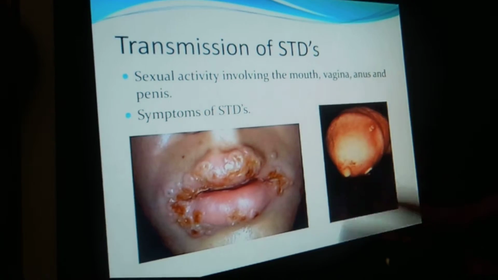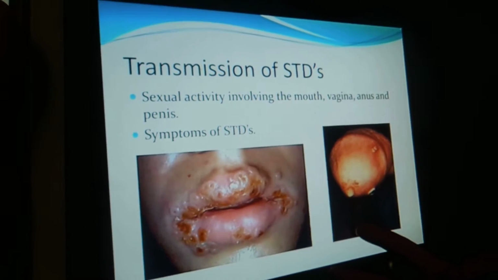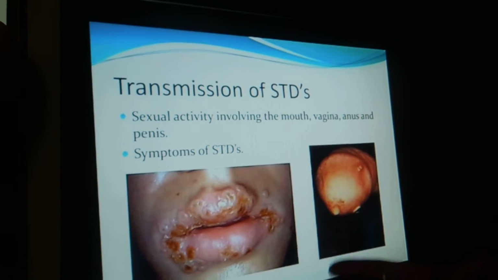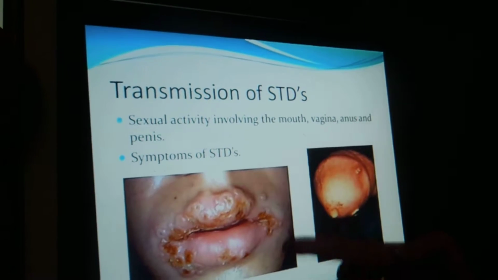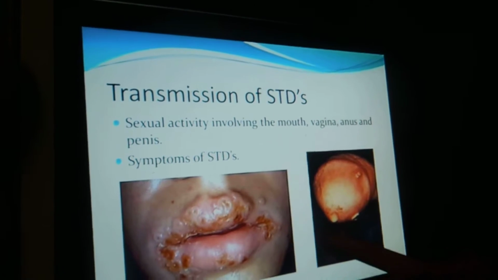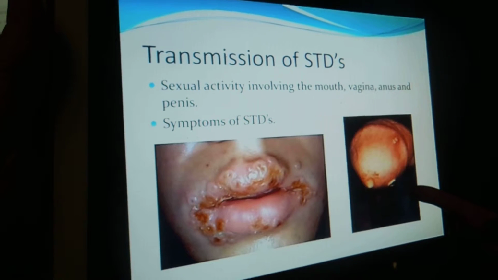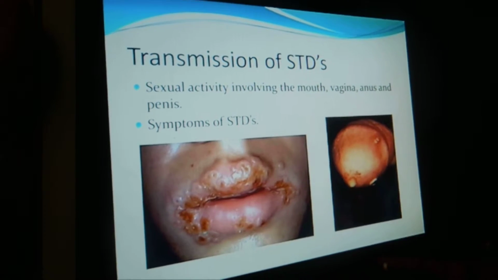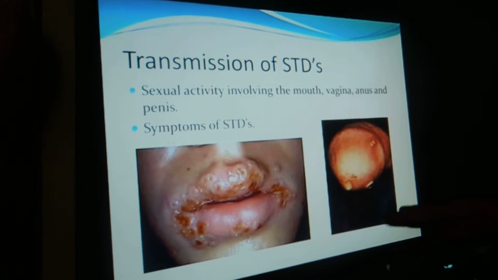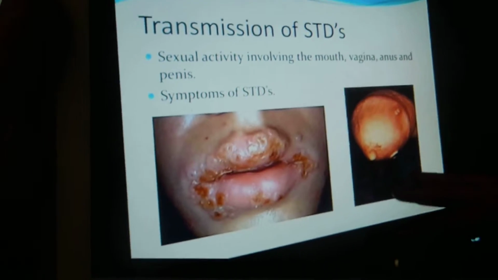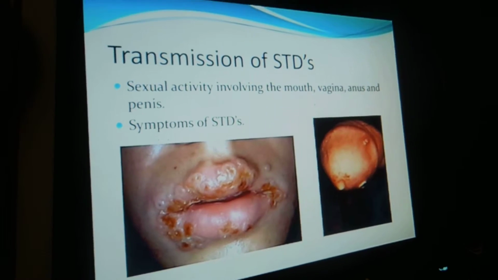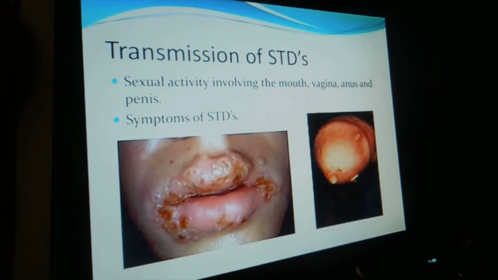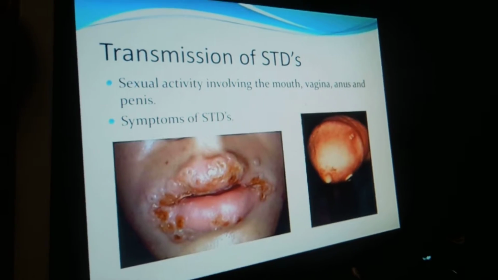I also included these 2 pictures to show what sexually transmitted diseases will look like. Here is on a person's mouth, and the one on the right is on the penis. Now, obviously, these are the worst of the worst case scenarios, but it can gradually get like that. It starts out small and then can progress if the right treatment has not been given.